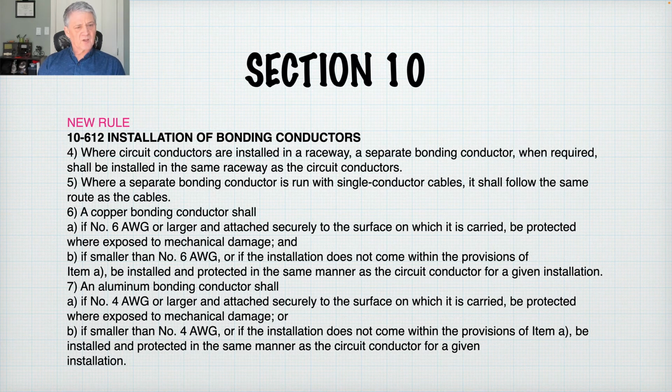Where a separate bonding conductor is run with single conductor cables, it shall follow the same route as the cables. And this talks about the copper bonding conductor shall, if number 6 or larger, and attached securely to the surface for which it is carried, be protected where exposed to mechanical damage, and if smaller than number 6, or if the installation does not comply with the provisions for item A, be installed and protected in the same manner as the circuit conductor for a given installation. And sub-rule 7 is identical to sub-rule 6, except it's aluminum instead of copper.